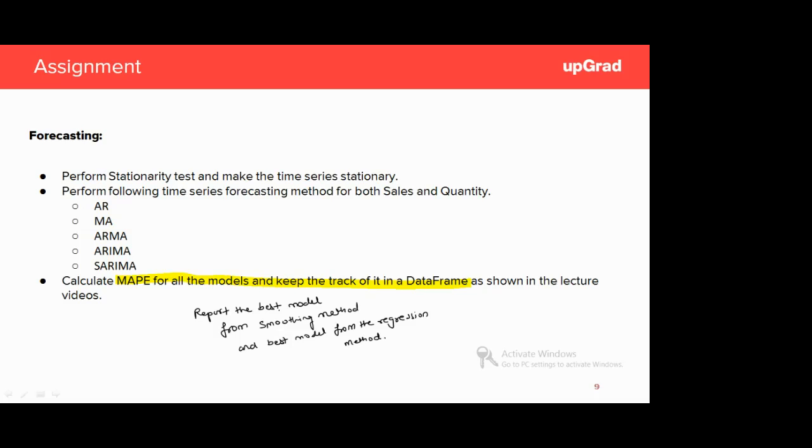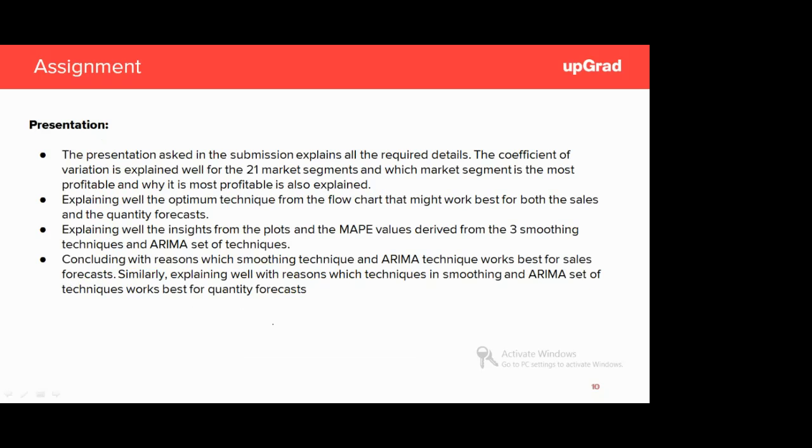Now, once this is done, you also need to prepare a presentation. You need to submit a presentation. In the presentation, you need to explain how you have used the coefficient of variation and why you have chosen the particular market segment. That explanation needs to be there. You need to explain using a flow chart. You need to explain choosing the optimum forecasting technique.